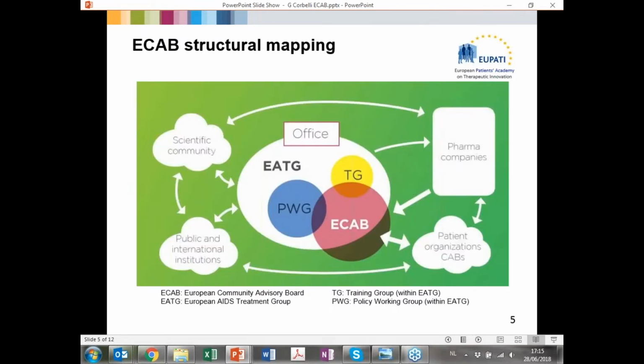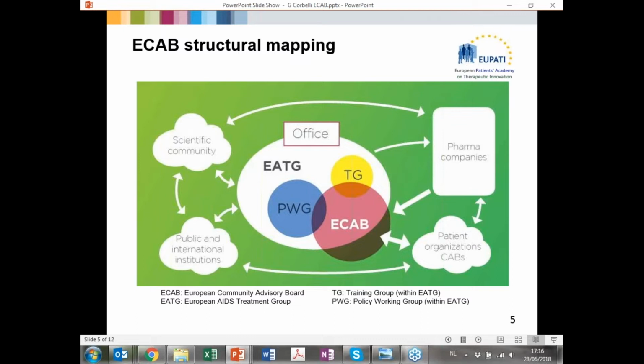This map tries to explain how the Ecab works within the EATG context and in the global context of pharmaceutical and scientific research. As you can see, at the center of the picture is the European AIDS Treatment Group, the EATG, which has mainly three working groups. The PWG, which stands for Policy Working Group, is more related to access issues, reimbursement, pricing, and also rights of people living with HIV. Then there is the Training Group, which, as the name says, is more focused on capacity development for members of the EATG, but not only. And then there is the scientific group, so to say, which is Ecab, the European Community Advisory Board.